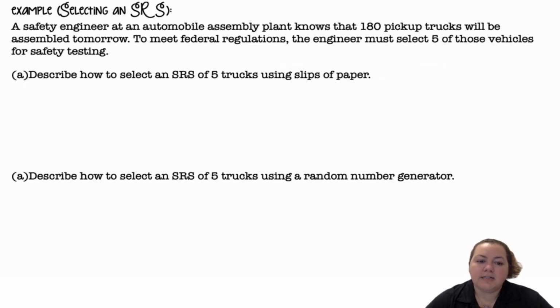All right, an example of selecting a simple random sample. A safety engineer at an automobile assembly plant knows that 180 pickup trucks will be assembled tomorrow. To meet federal regulation, the engineer must select 5 of those vehicles for safety testing. Describe how to select an SRS of 5 trucks using slips of paper.